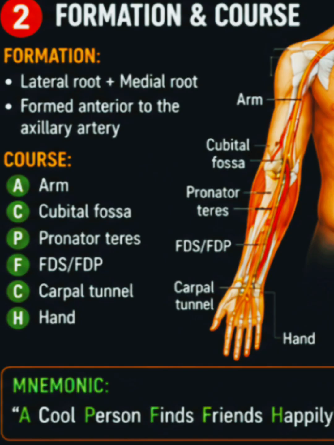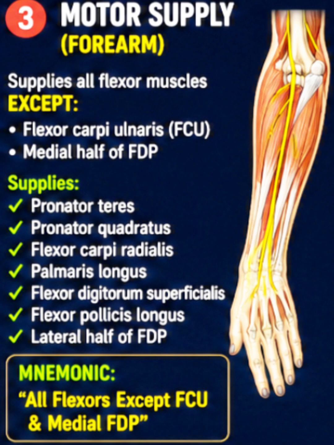Next, let's look at its course. The median nerve passes through the arm, enters the cubital fossa, passes between the two heads of pronator teres, travels between the flexor digitorum superficialis and flexor digitorum profundus, then enters the hand through the carpal tunnel. Remember the mnemonic. A cool person finds friends happily. Arm, cubital fossa, pronator teres, FDS/FDP, carpal tunnel, hand.